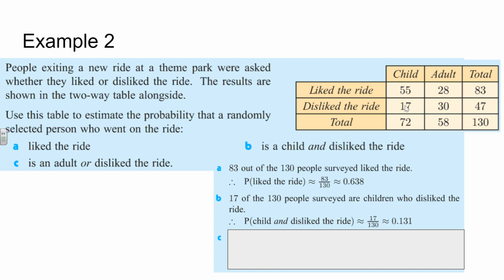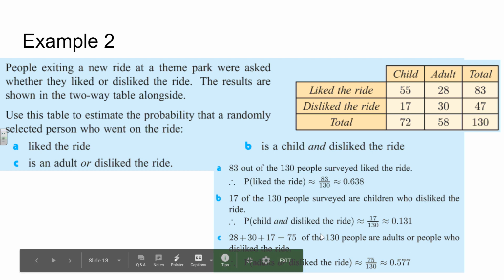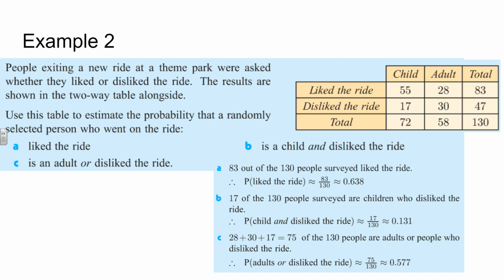Two, instead we could just add the totals for those people that we're talking about, 17 plus 30 plus 28. Or we could just take that total outcome there, 130, and subtract the people who are not satisfying this statement here. In this case, that would be children who liked the ride. Either way, whatever way you look at it, we're going to end up with 75 people out of the 130 who are adults or dislike the ride. So 75 out of 130 gives us about 0.577.